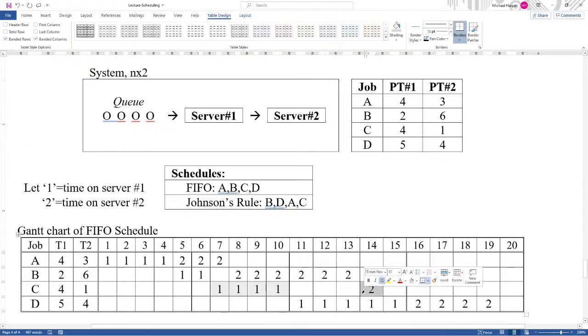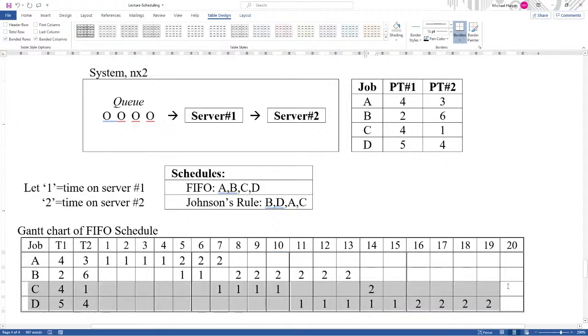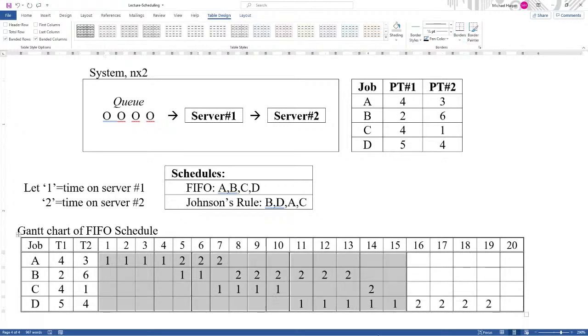4 plus 1 is 5. We can tell the total processing time of the entire schedule of the project. And we can tell the idle time. Right here, notice server 1 will have no idle time until the very end.